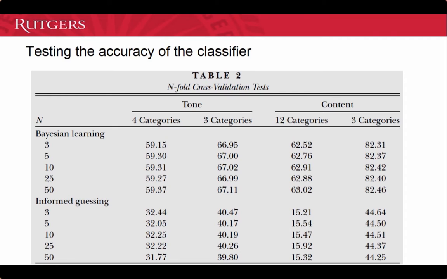He was able to test the accuracy of his classifier, using a cross-validation approach, n-fold cross-validation tests. Basically, if you have 30,000 sentences and a threefold cross-validation test, does anyone know what that is? Should I just explain? Basically, you're going to divide the data in three different ways.